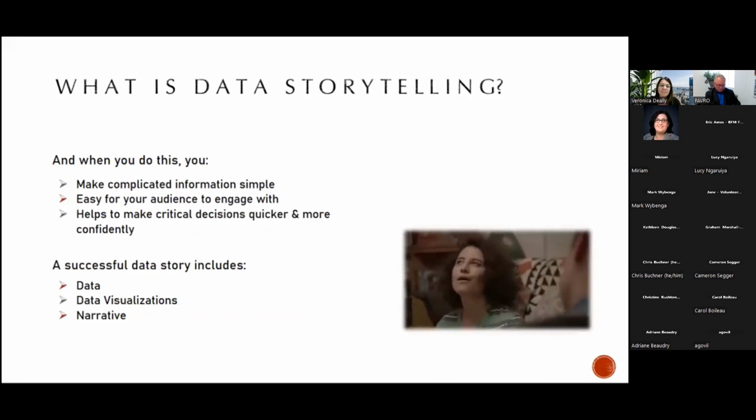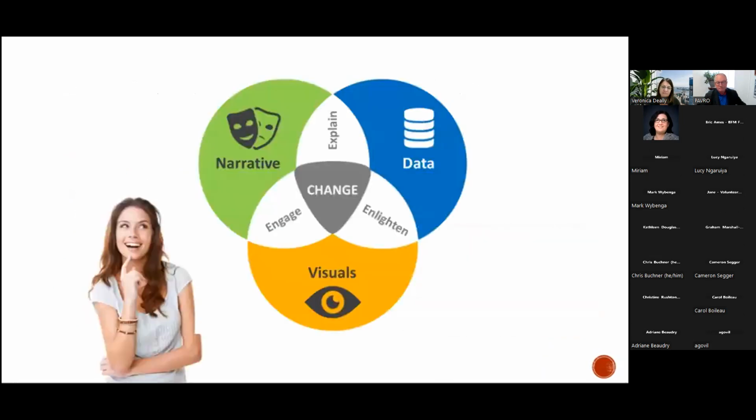So a successful data story includes a data visualization and the narrative of the actual story. In this diagram here, you can see how the narrative, data, and visuals all come together to enlighten, engage, and explain. And in the end, obviously, what we're hoping for is to create some sort of change.